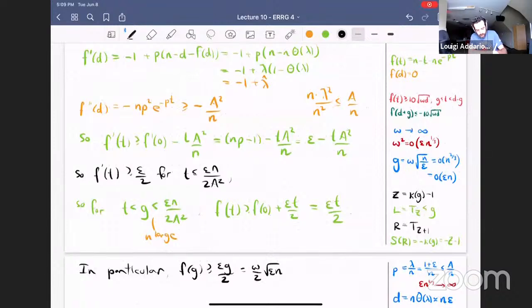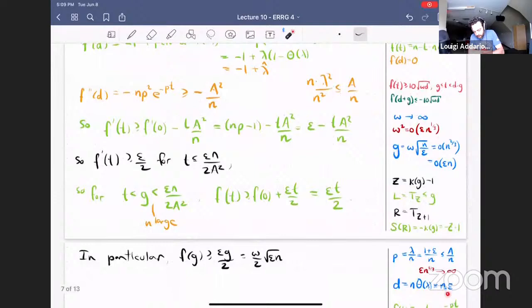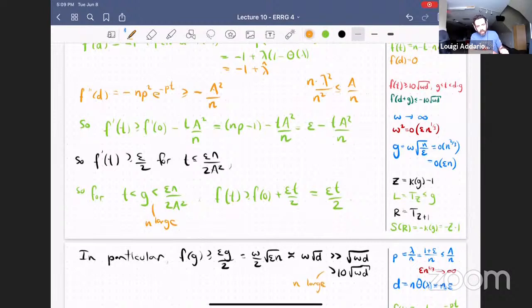And now epsilon n is of the same order as d. So that's up to constants the same as omega root d. And all we wanted was that it was at least 10 root omega d. So that's actually much bigger than root omega d, and in particular it's bigger than 10 root omega d for n large. Okay, so that's one of the bounds we wanted. It really just comes from studying the derivatives of f.